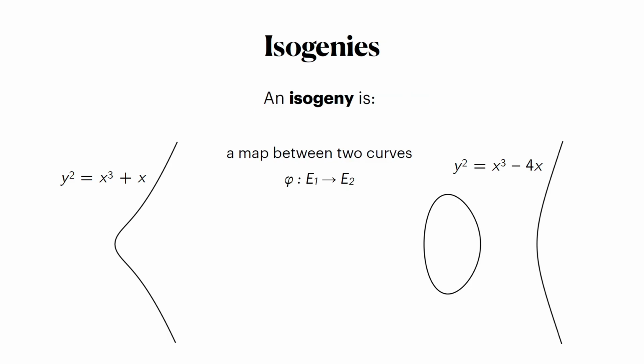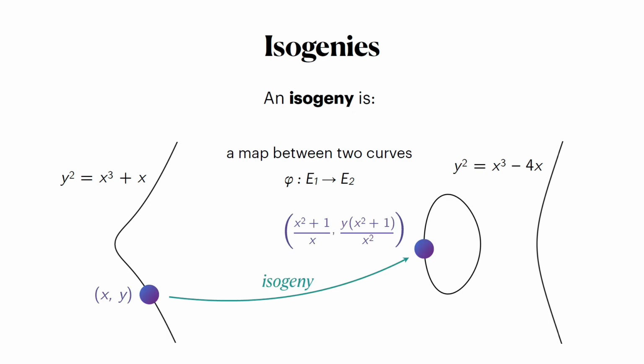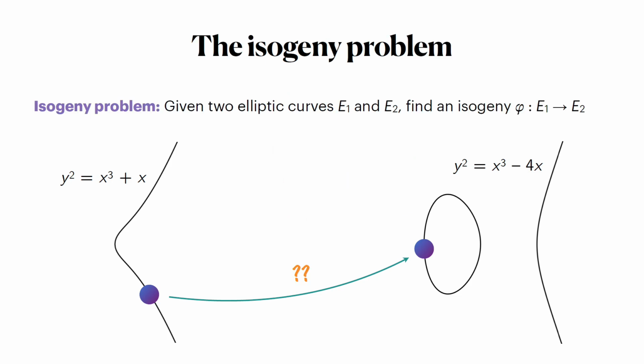It's a map that sends points on the first curve to points on the second. So think about it as a formula that takes a solution of the first equation and transforms it into a solution of the second equation. So that's an isogeny. And that is naturally a computational problem. If you're given just the 2 curves, can you find such a map between them? Can you find an isogeny? That is the isogeny problem. And it's the problem we care about in isogeny-based cryptography.